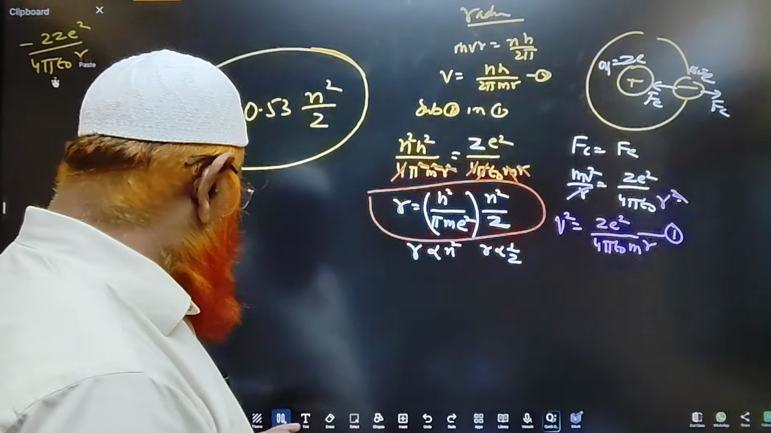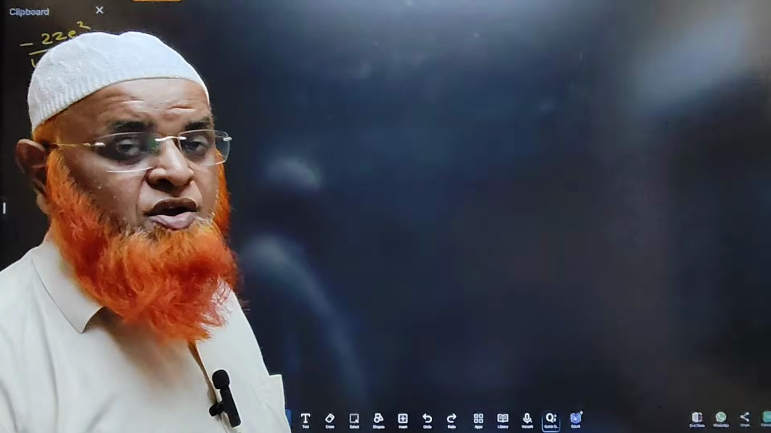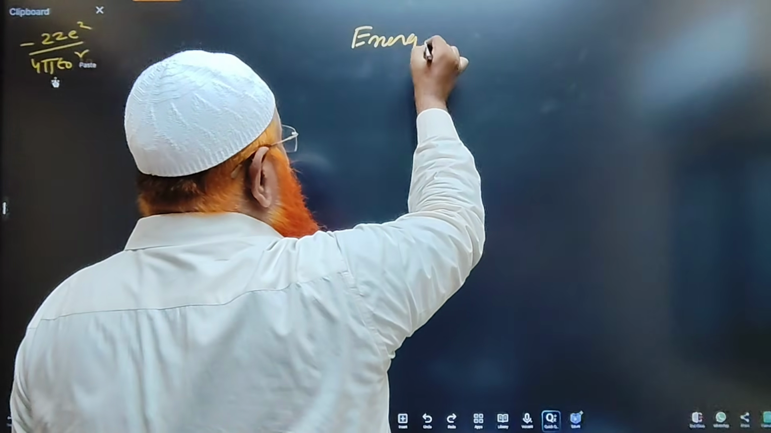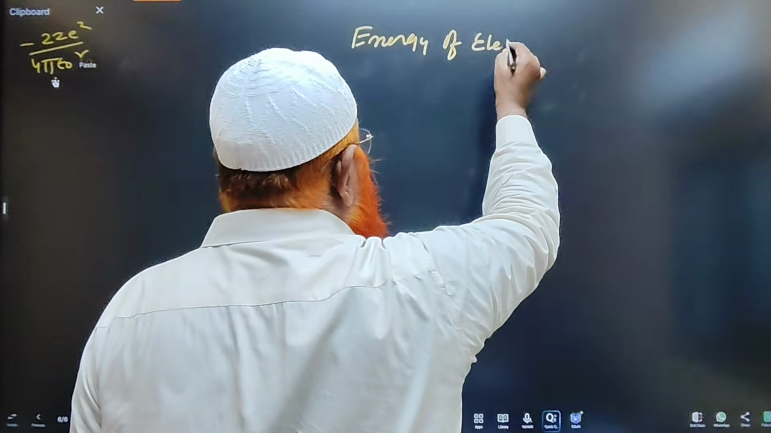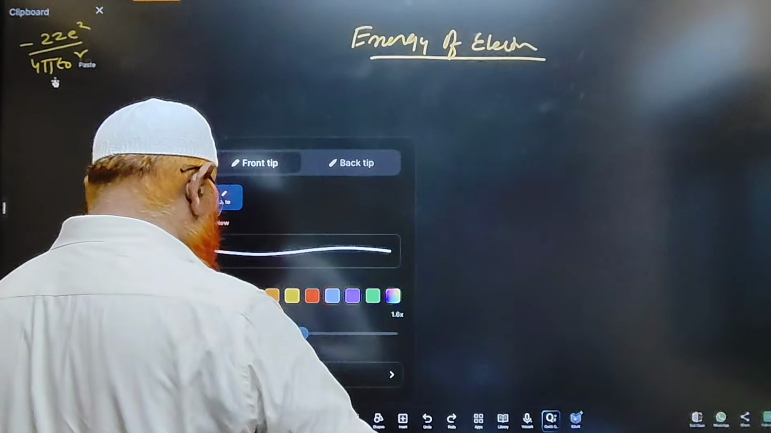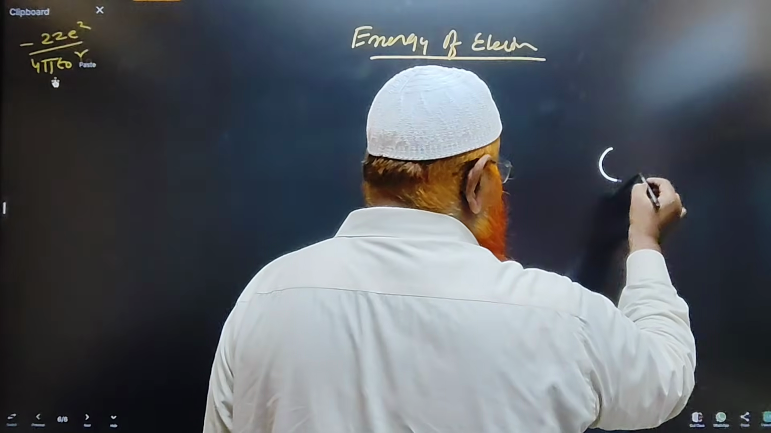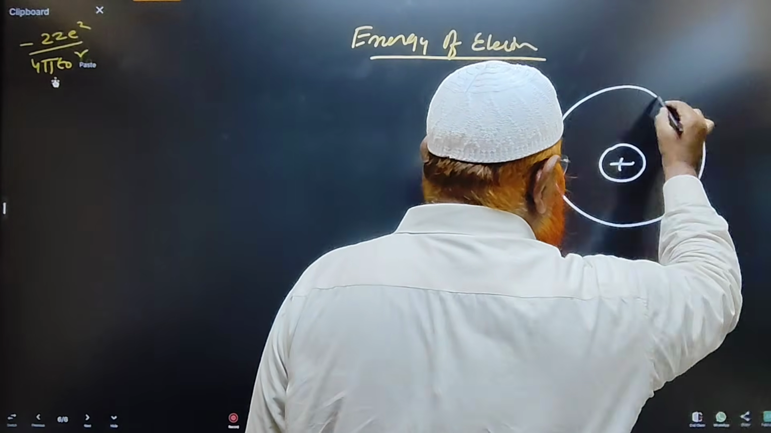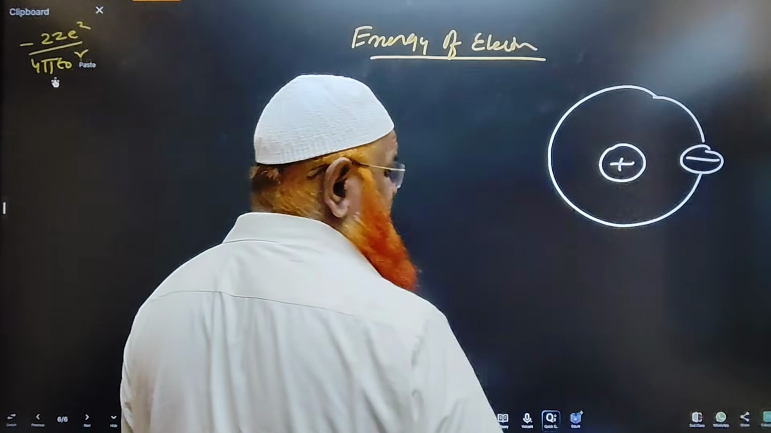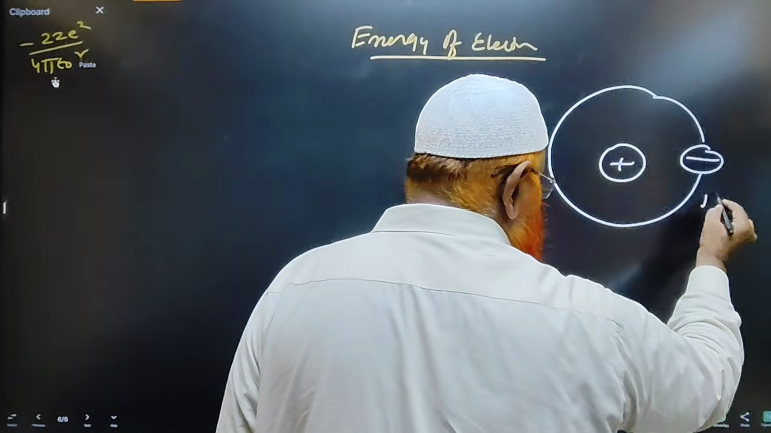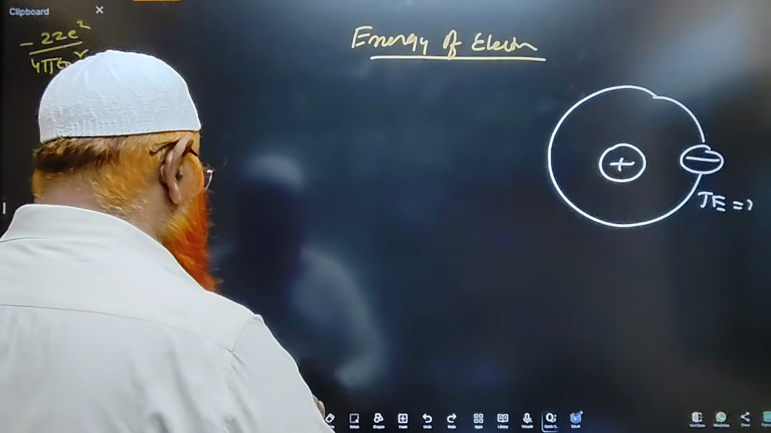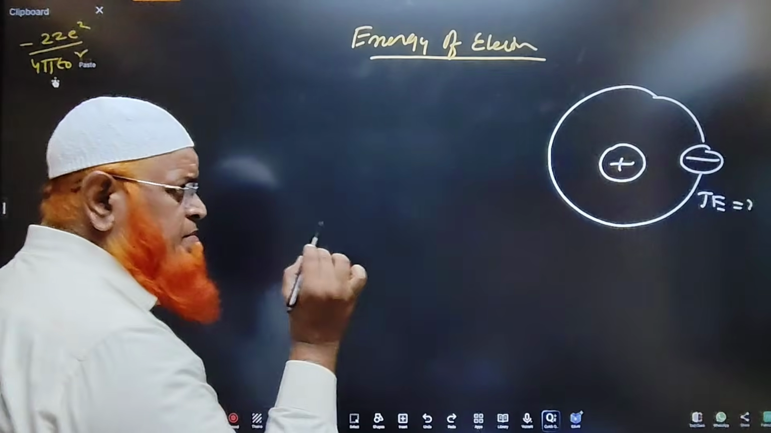Once you get the radius, what is the next thing you have to find out? The next thing is the energy of the electron. What is the energy of an electron revolving around the nucleus? Let us see this one. So this is positive and one electron is revolving around the nucleus. What is the total energy present in this electron? For that, what are you going to do? Same process.